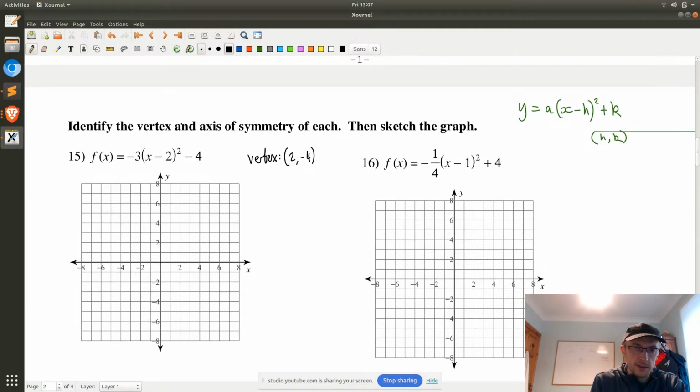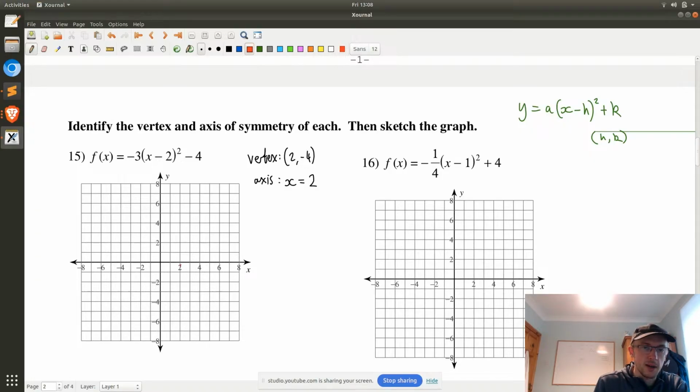So we need the vertex and the axis of symmetry, and then to sketch the graph as well. So the axis of symmetry is found by x equals minus b over 2a. But, you know, you already have the x coordinate of the vertex, don't you? So x equals 2 would be fine.